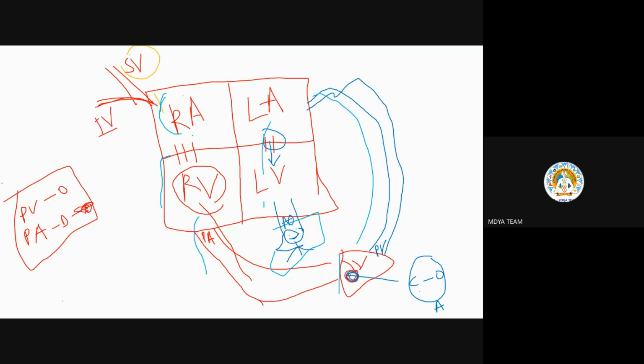No, ma'am, I am talking about the heart. I think she is saying the pulmonary valve and the aortic valve. Okay, aortic. So, ma'am, the aortic valve will be there where blood goes from the left ventricle to the whole body. It will be here like this. Aortic valve. Okay.